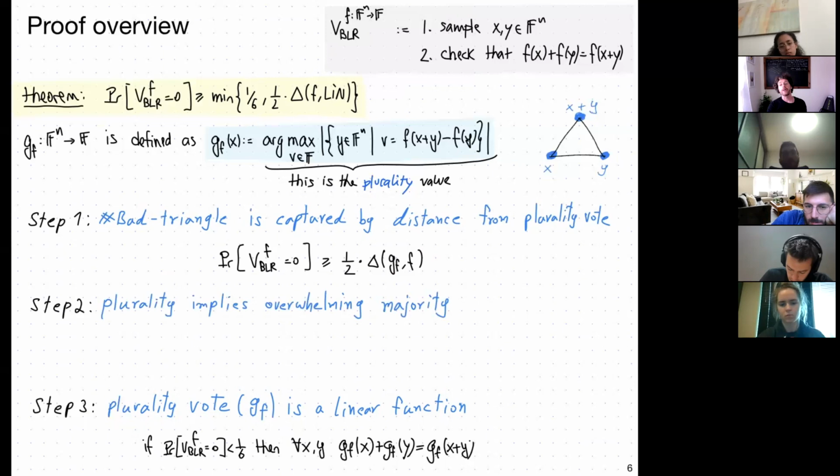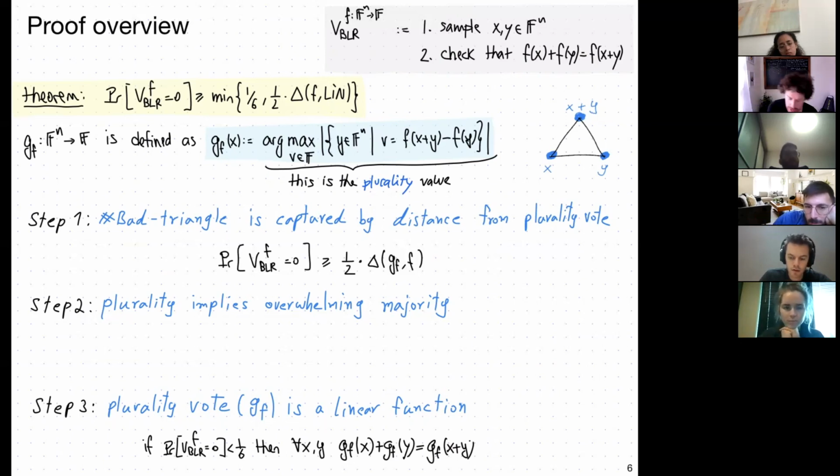And the missing step, which is a technical step, is somewhat surprising. This is the most magical part of the proof for me, because if I had to put my money on it, when I first saw this proof, I wouldn't necessarily have thought that this holds. This is a really nice property of linear functions. And it tells us that plurality implies overwhelming majority. So what do I mean by that?